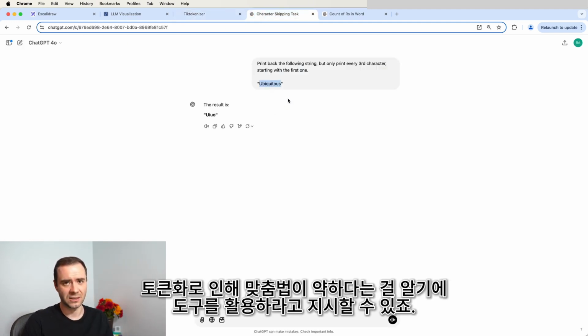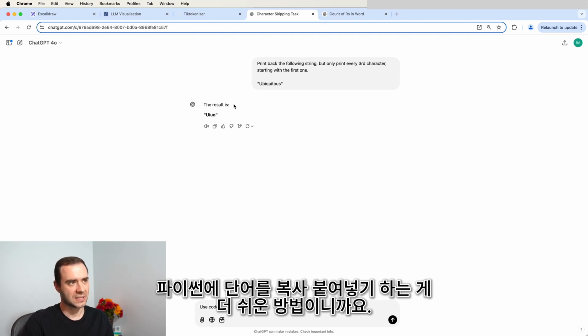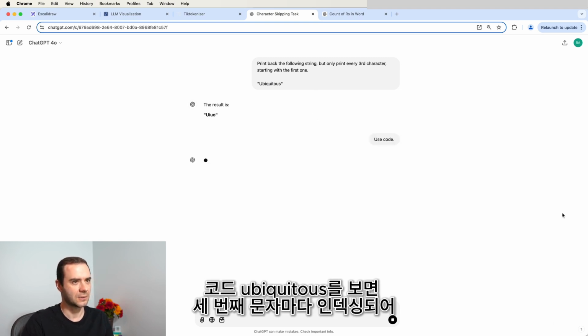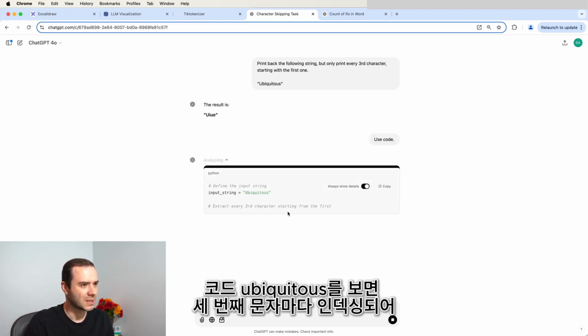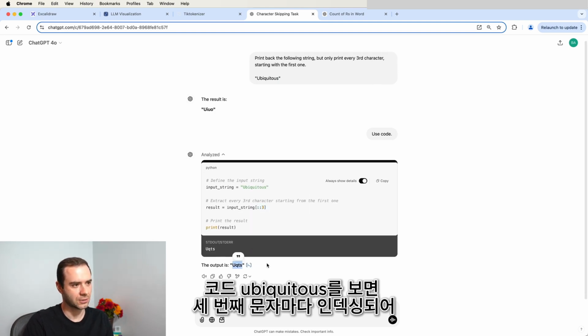Because I know that spelling is not a strong suit because of tokenization, I can again ask it to lean on tools. I can just say use code, and I would again expect this to work, because the task of copy pasting ubiquitous into the Python interpreter is much easier. Then we're leaning on the Python interpreter to manipulate the characters of this string. So when I say use code, ubiquitous, yes, it indexes into every 3rd character, and the actual truth is UQTS, which looks correct to me.